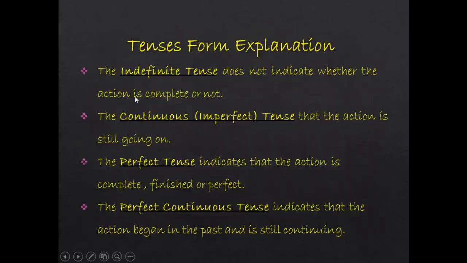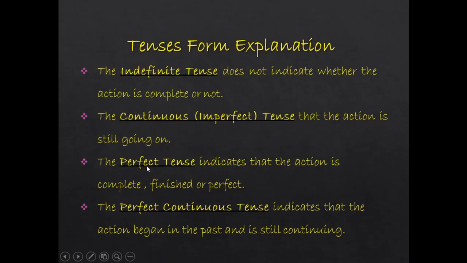Now we will try to understand all the four forms of tenses. The first one is the indefinite tense. The indefinite tense does not indicate whether the action is complete or not. Secondly, the continuous tense or the imperfect tense. The continuous imperfect tense says that the action is still going on.